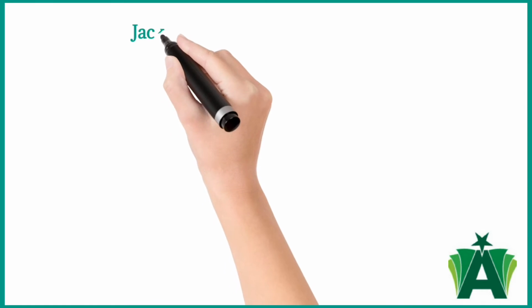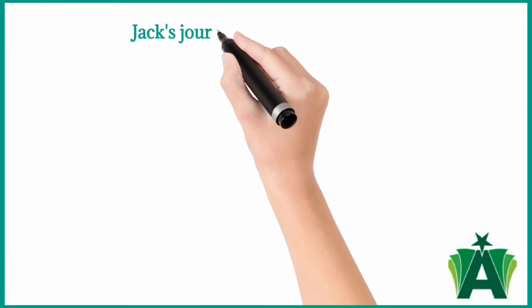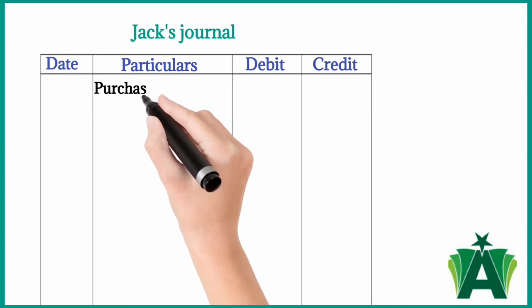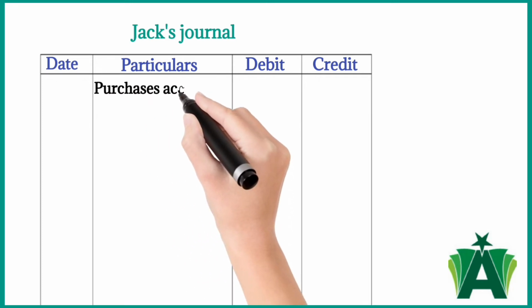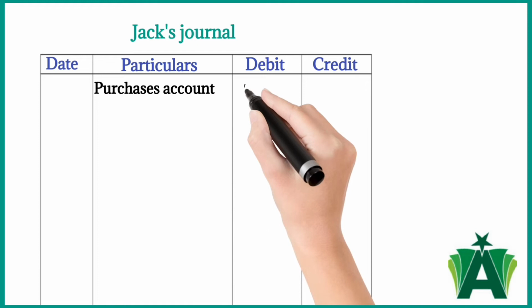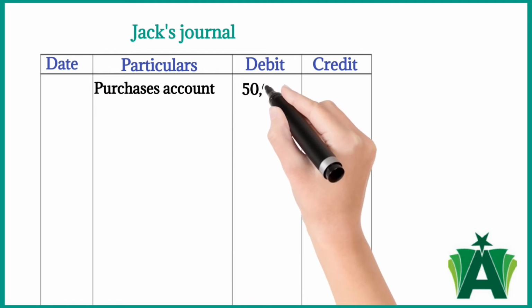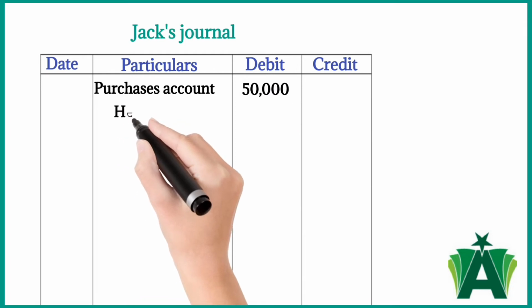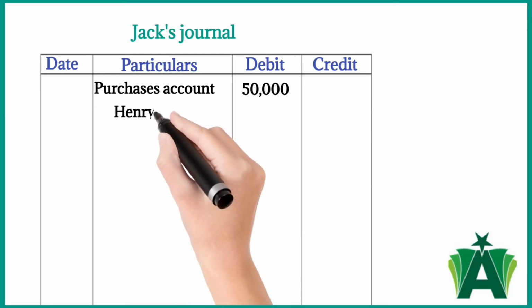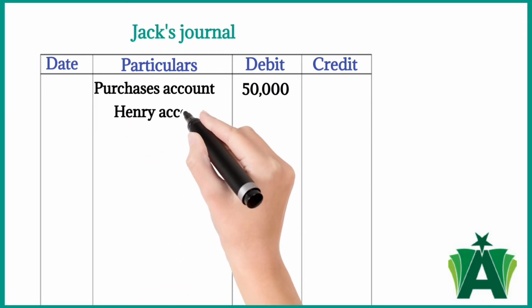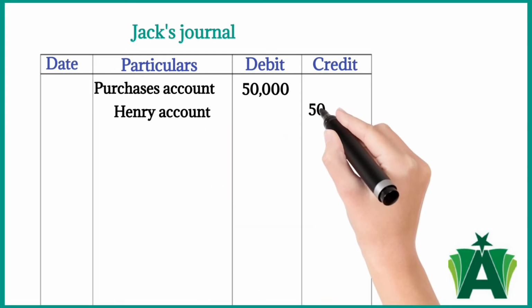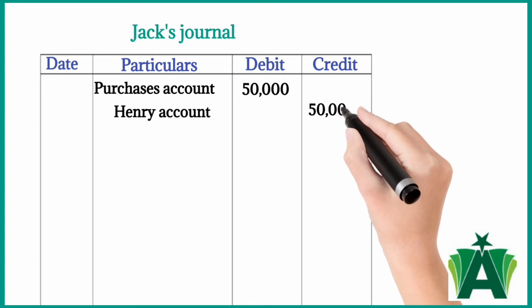Jack purchased goods from Henry on credit. Here two accounts are involved: purchases account and Henry account. Purchase account debit with the amount of $50,000, because purchases account nature is an asset. When asset increase in business, account is to be debited. Henry account credit with the amount of $50,000. Henry is a creditor and creditor nature is a liability. When liability increase in business, account is to be credited.